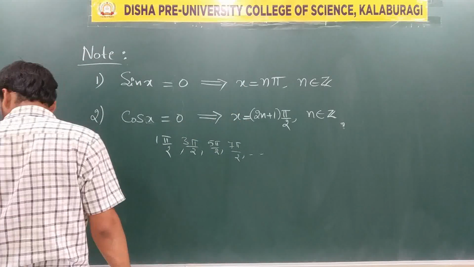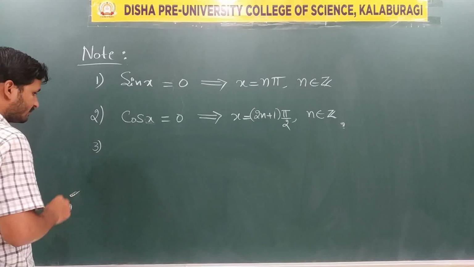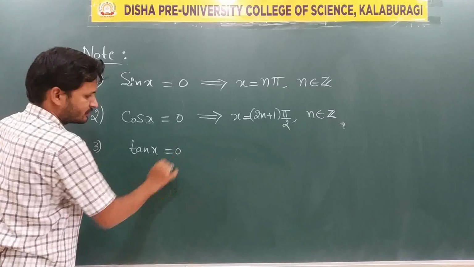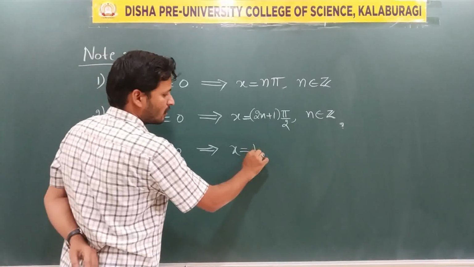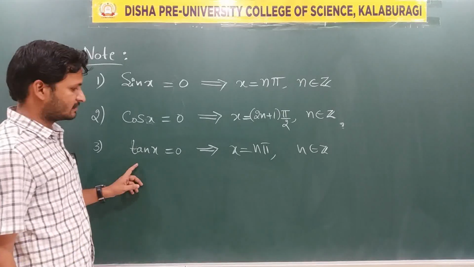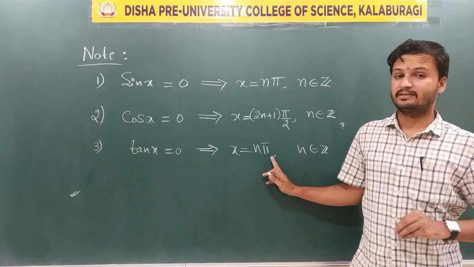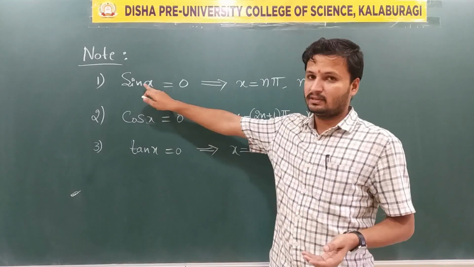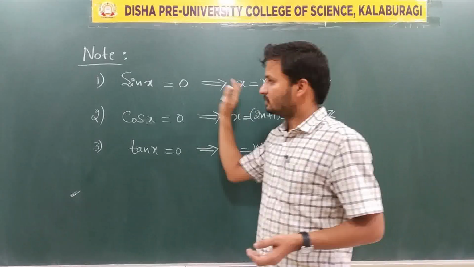And the third one is the tan function. Tan x is equal to 0. For what values of x? Again x is an integral multiple of pi. That is, tan pi is 0, tan 2 pi is 0, tan 3 pi is 0 and so on, similar to the sine function: sin pi is 0, sin 2 pi is 0, sin 3 pi is 0 and so on. These three are important.